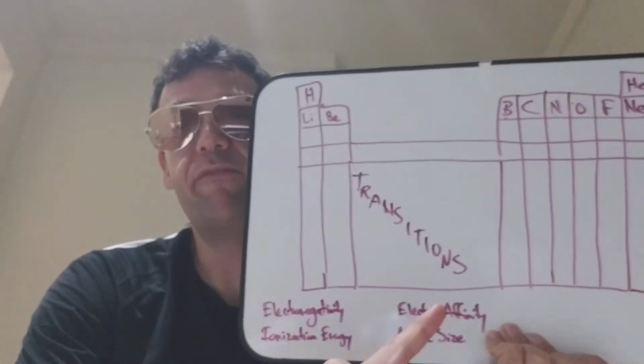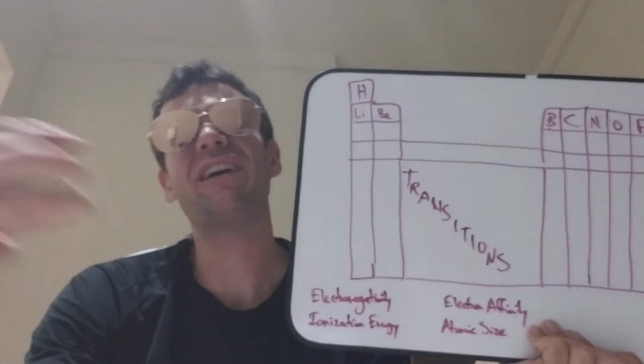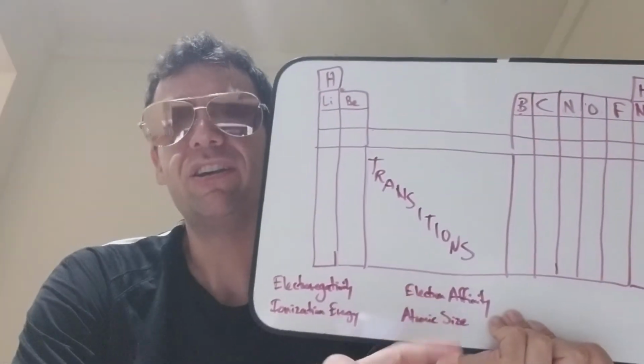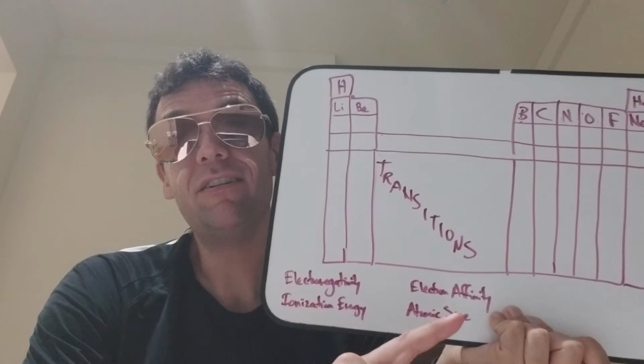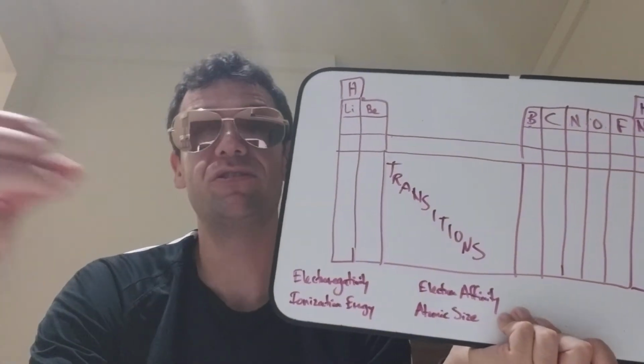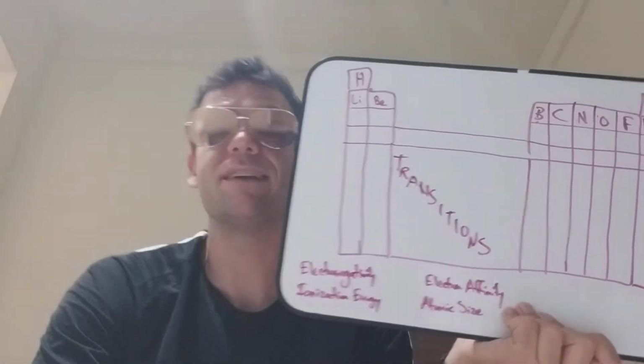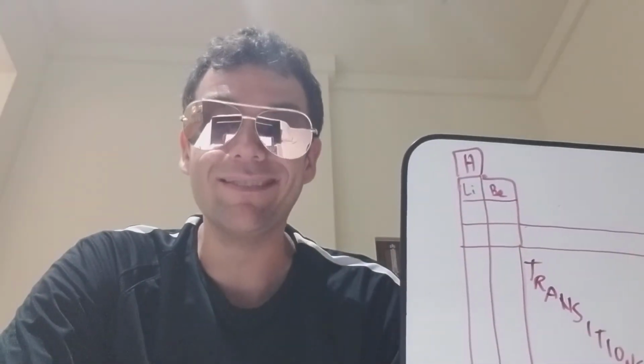Okay? An affinity is like a likeness, like, oh yeah, I like you, come over here, I got an affinity for you. So to what degree does an atom have an affinity, a likeness, an attraction, a desire for electrons? And then atomic size is what it sounds like. How big is the atom?